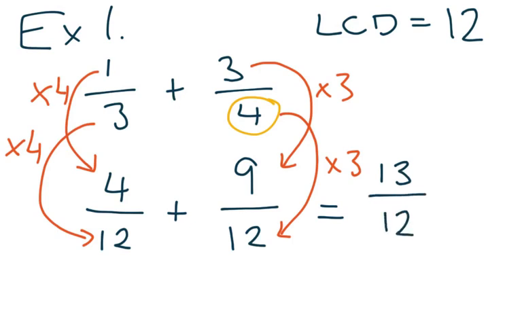And remember, we don't leave the fraction as an improper fraction. We need to change it to a mixed numeral. And to do that, we say how many 12s fit into 13. It goes in once, so we've got one whole with 1/12 left over. So that's example 1 finished.